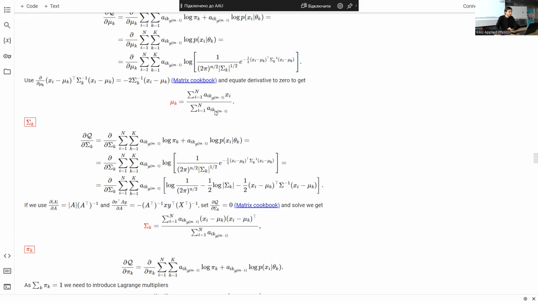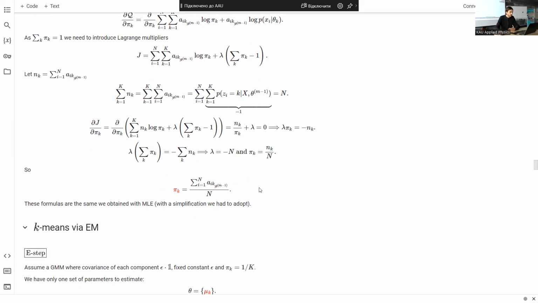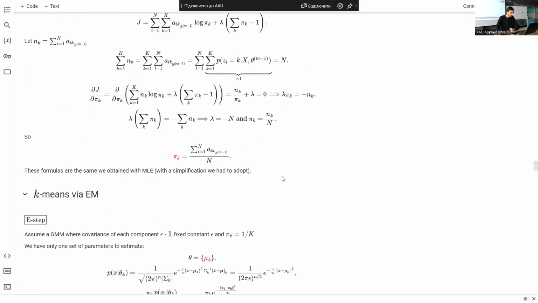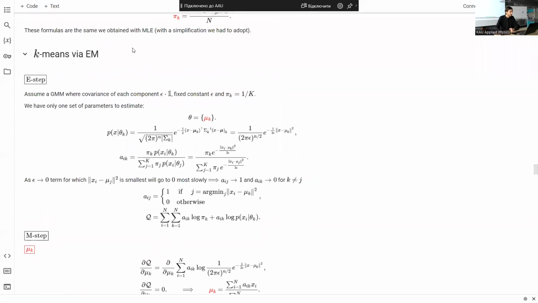So you have the same formula for mu and for sigma and for pi. And that is quite natural, because why would you have different formulae? They should converge to the same thing if the problem has a solution. So that's it. And with the same method, you can approach k-means.